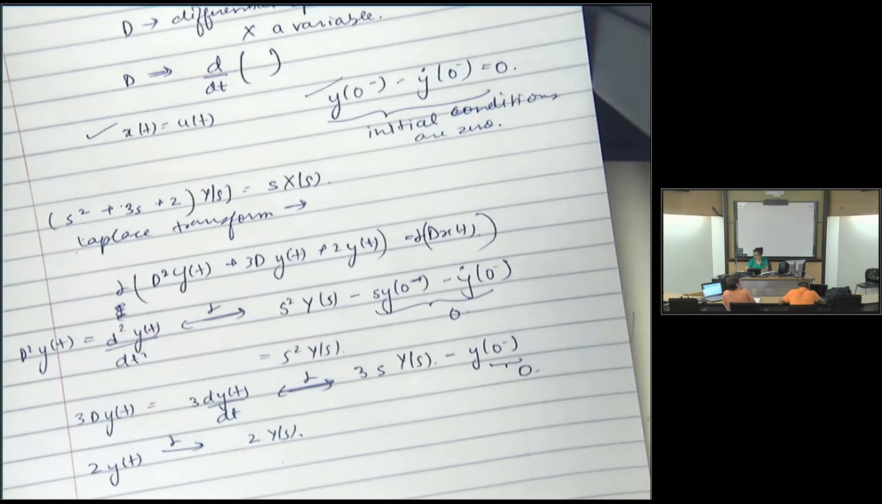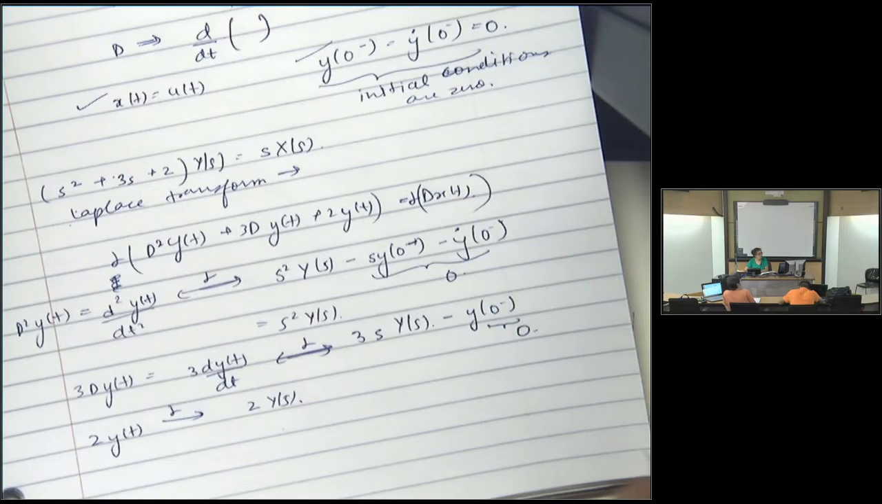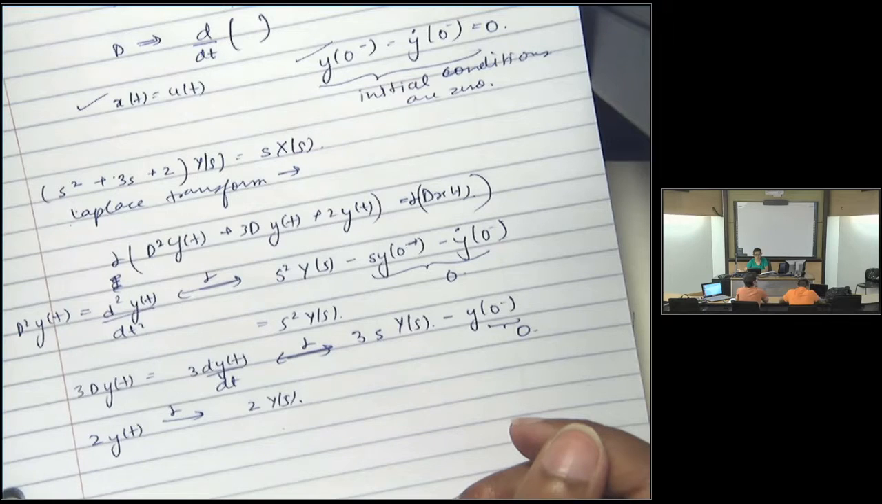So you transform each one by one? Yes. But why is 2y of t not 2? We don't know exactly what y of t is, so we don't know exactly what Y of s is going to be. You're just assuming that y of t has a Laplace transform Y of s, and x of t has a Laplace transform X of s.